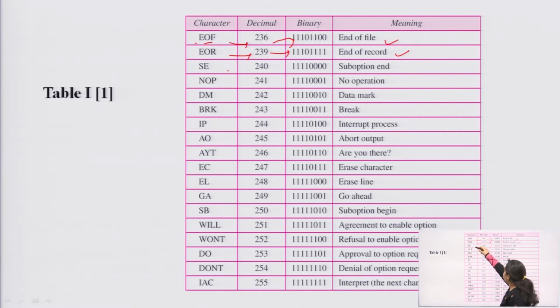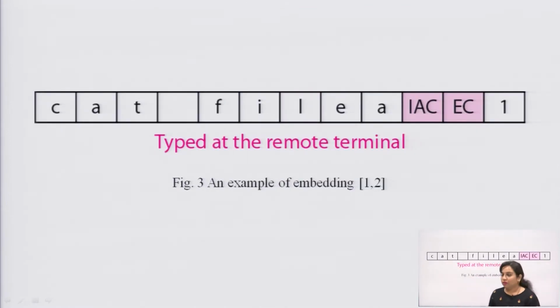So, this is the decimal and this is the binary conversion. Now, the next one is the sub option end, SE, with its decimal and binary equivalent. Now, there will be a no operation, then DM, that is data mark, then a break operation, denoted by BRK. So, these are the different characters that you can transmit in your frame structure for the remote login purpose.